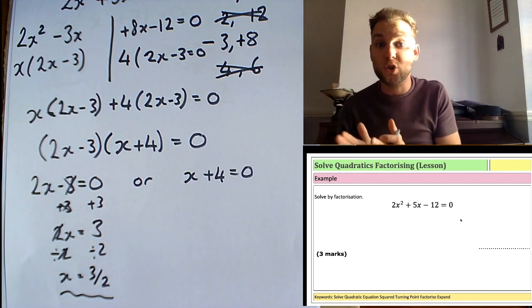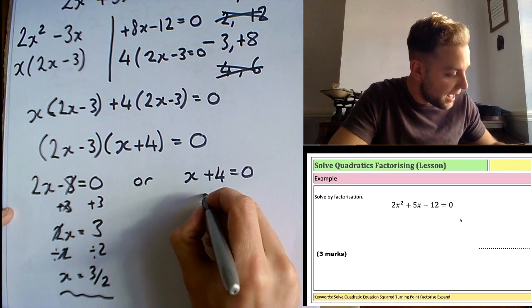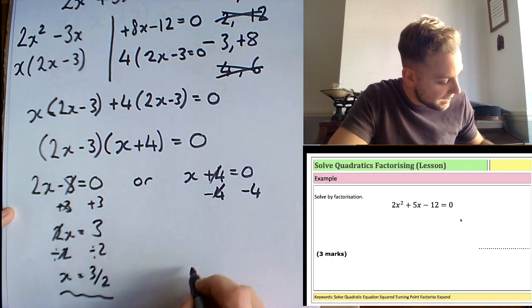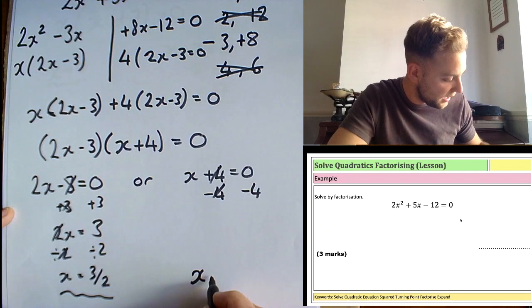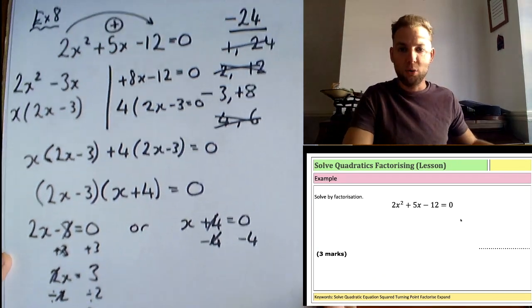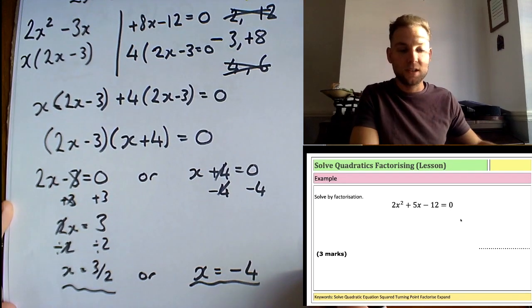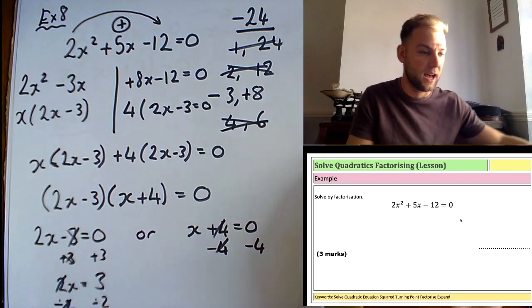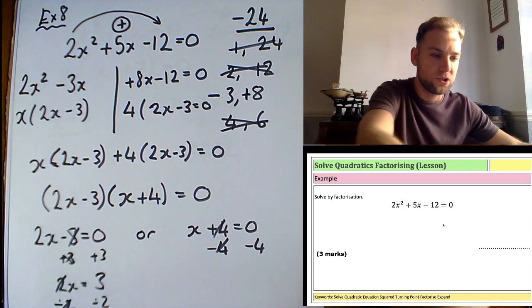So that's my first solution. And then take away 4. So x, I'm going to write it down here just so they're next to each other, is equal to minus 4. And that's my second solution. Now look at all that work there. This is usually worth, well, you can see it's worth 3 marks at GCSE higher. Okay. So let's just check our answer.